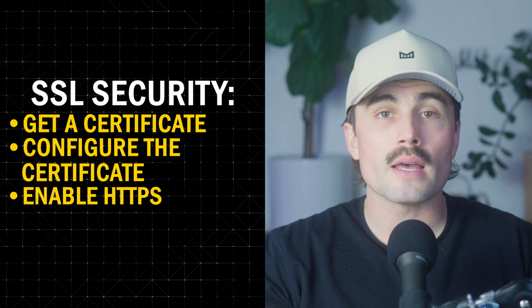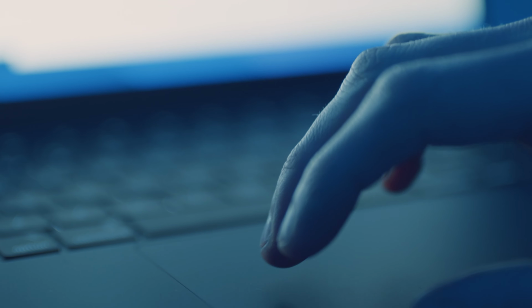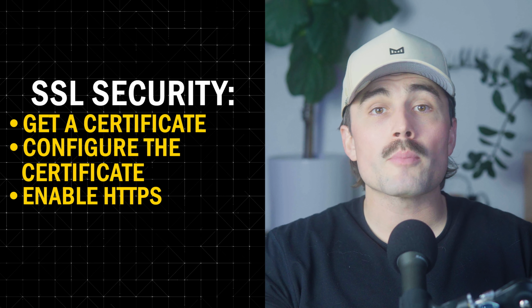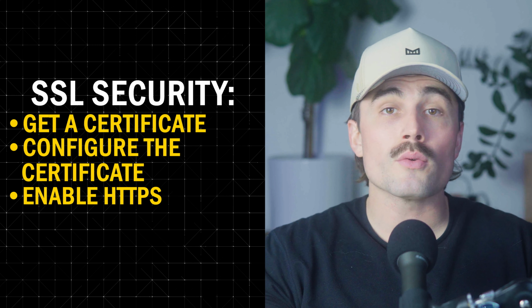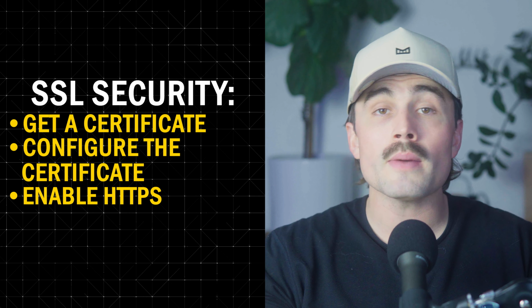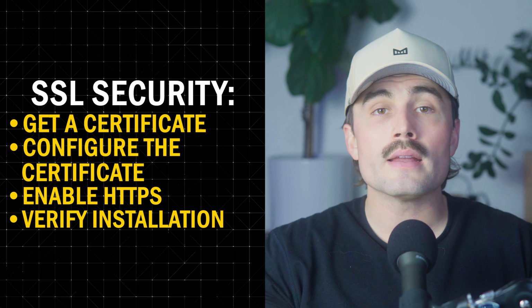Enable HTTPS. After installing the certificate, you need to activate it. Go to hosting settings for your domain. Under the security section, check SSL/TLS support and select your new certificate from the dropdown. Also check permanent SEO-safe 301 redirect from HTTP to HTTPS so that all visitors are automatically redirected to the secure version of your site. Click OK to save.